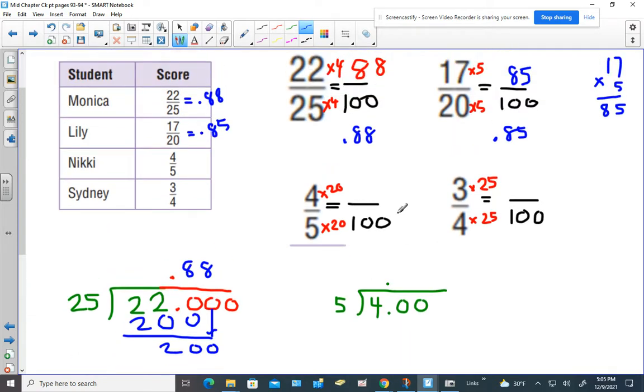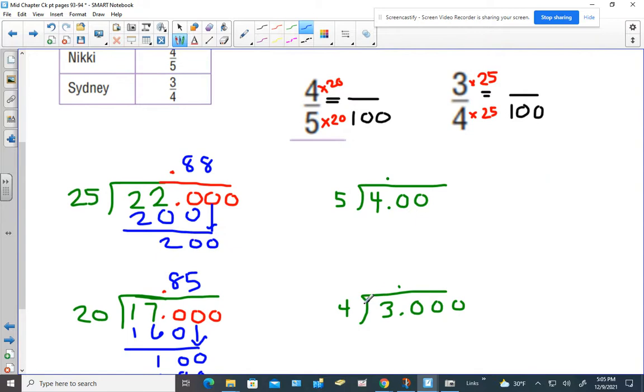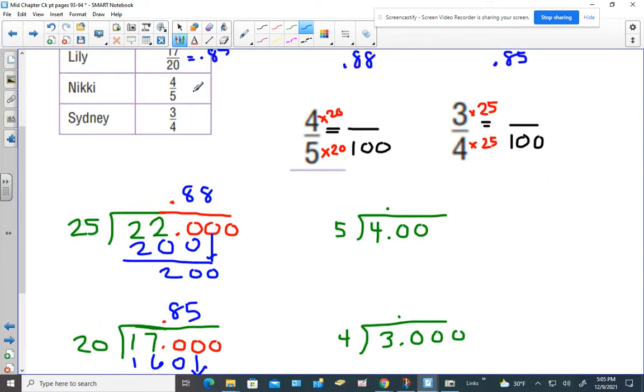So it's my opinion that this looks a little bit easier, but if you don't like this approach, then just finish up by doing 4 divided by 5 to get Nikki, do 3 divided by 4 to get Sydney, and I would write the values that you get next to it so you keep track.